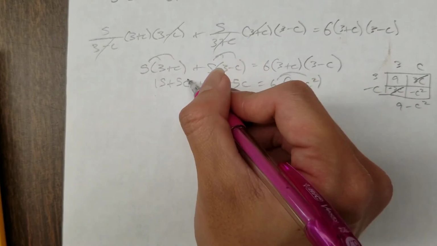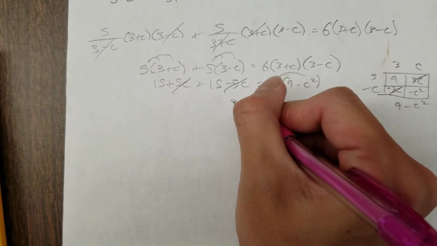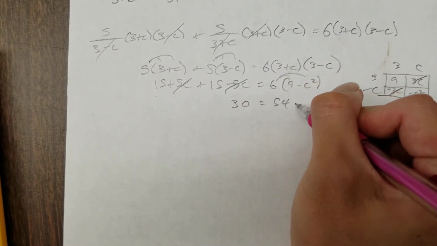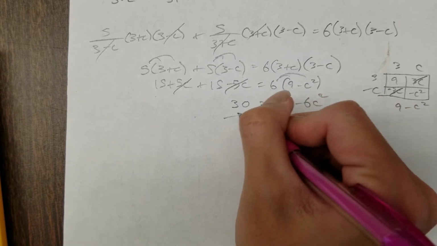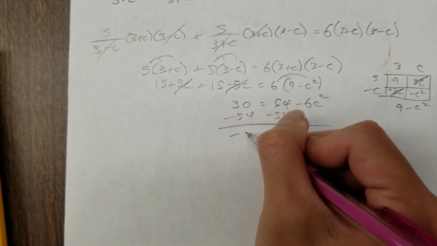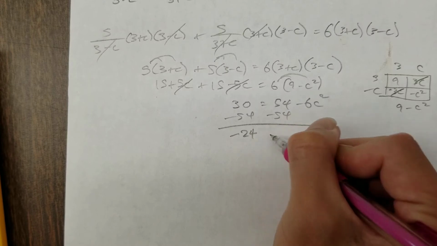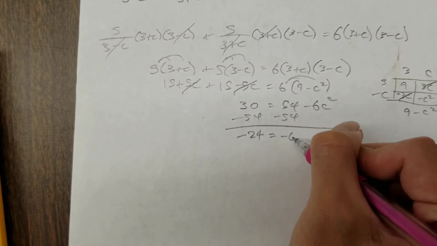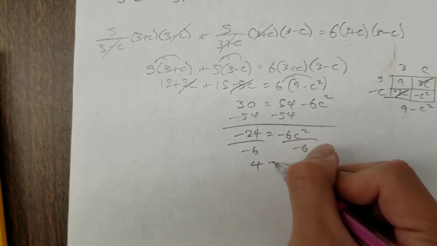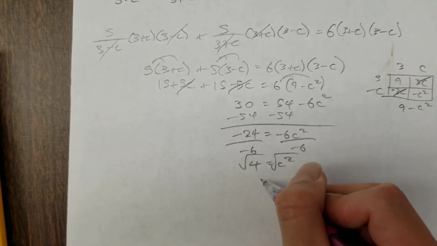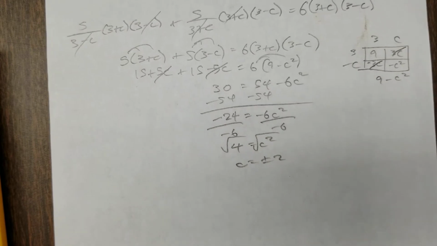And I can cancel this here. 15 plus 15 is 30. This is 54 minus 6c squared. I'll subtract 54. This is negative 24 equals negative 6c squared. Divide by negative 6. 4 equals c squared. Square root. c is plus or minus 2.